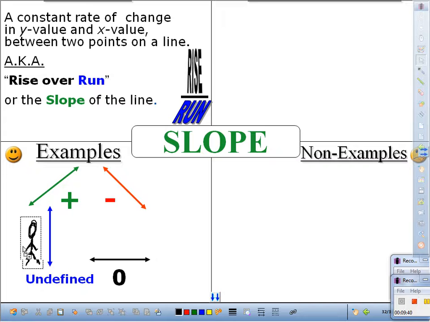Now look at the blue one. Look at the blue one. If I approach it, I don't know where's the first point or where's the second point. Since I don't know, that's why this is undefined.